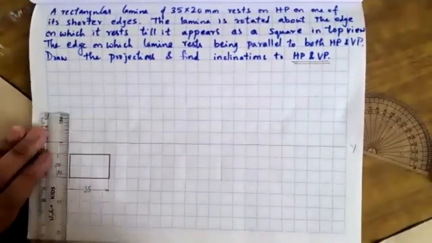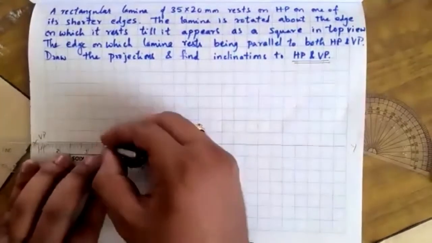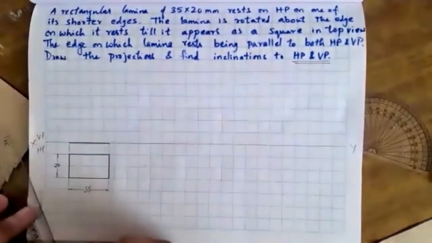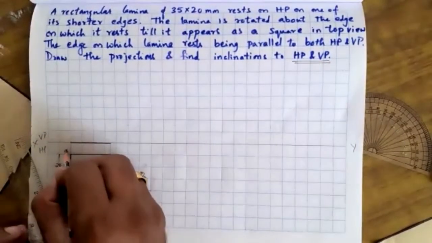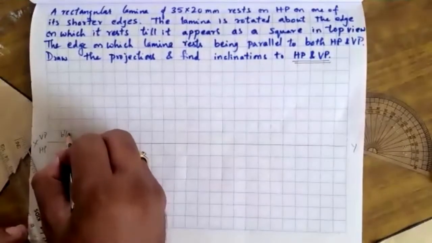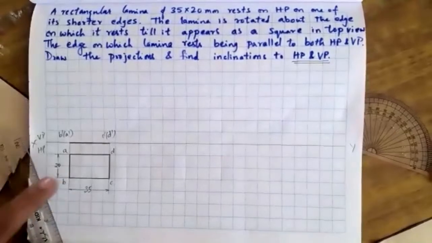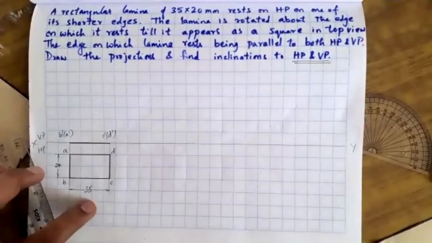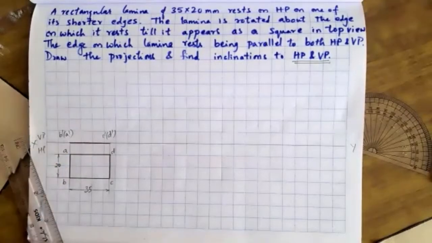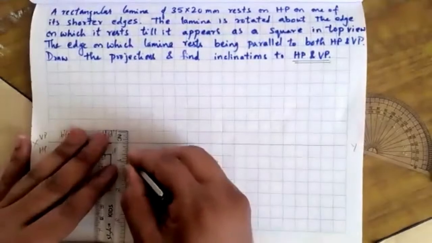Next I'll draw the front view, assuming it is lying on HP. I'll draw the front view from this line to this line and give it a name immediately: A, B, C, and D. This will be B dash, A dash. This will be C dash, D dash. The given numbers in the problem are the dimensions 20 and 35. Front view dimension is not given, leave it as it is. Make it dark. Next, the same rectangle is seen as a square in the top view. Directly draw a square of 20 mm.